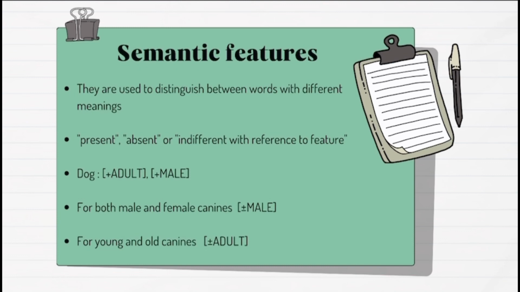Componential analysis is the analysis of words through a structured set of semantic features, which are given as present, absent, or indifferent with reference to the feature. For example, dog, which we can analyze as adult and male, is often used to refer to both male and female. Canis, thus, negative and positive male, and young and old canis, thus negative and positive adult.